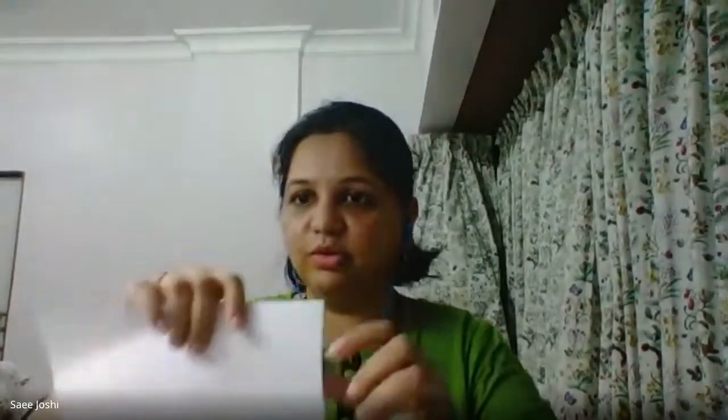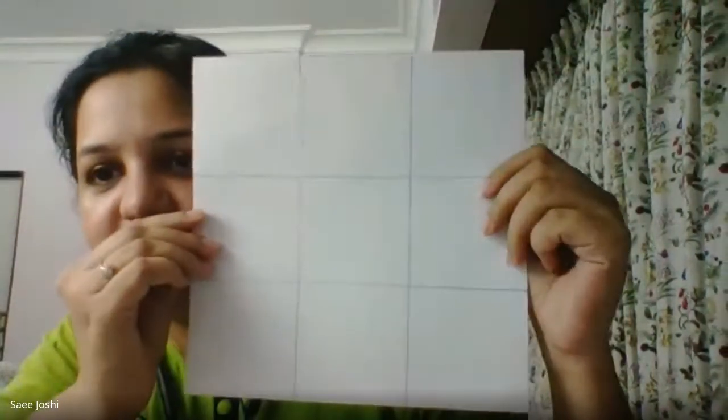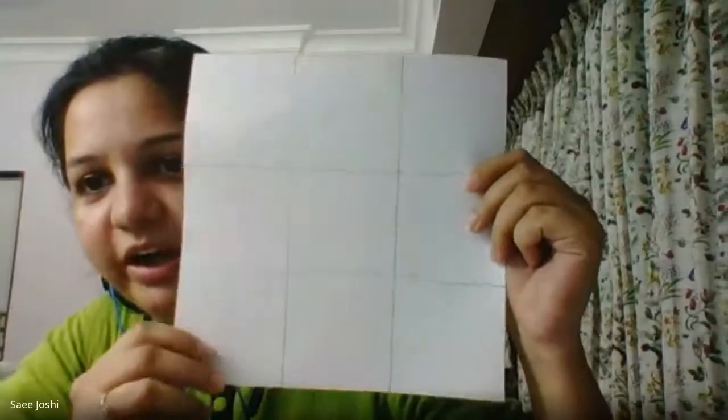Okay, so can all of you see this? This is visible. So you can see there is a 3 by 3 grid that I'm holding. Is this visible to all of you? Yes, yes, we can see. Okay, visible.